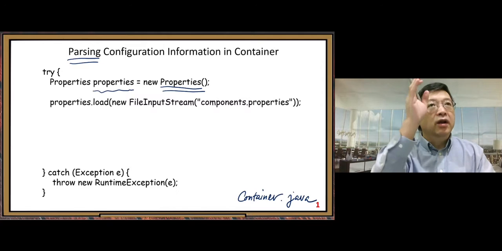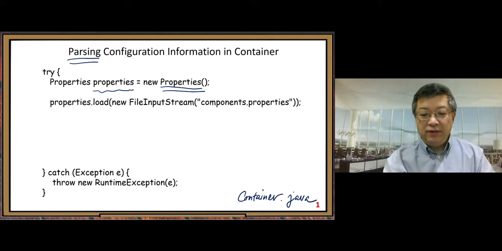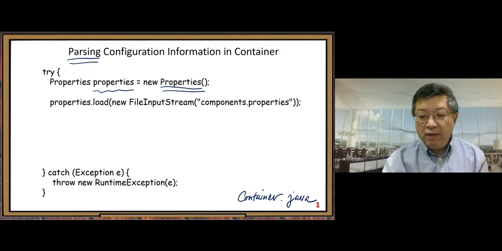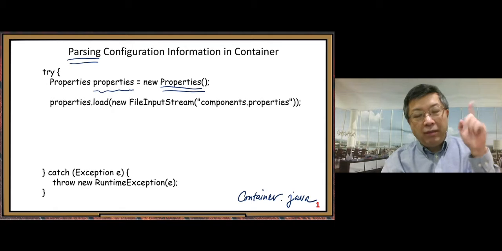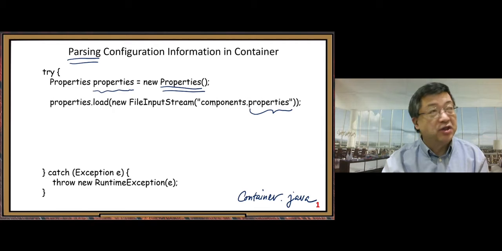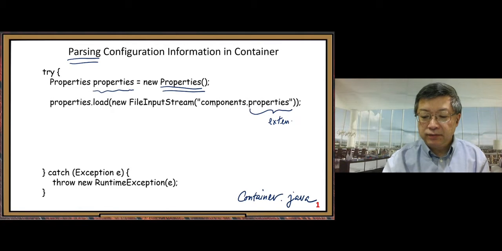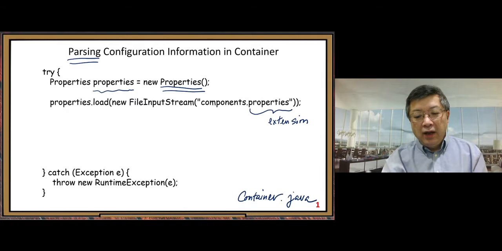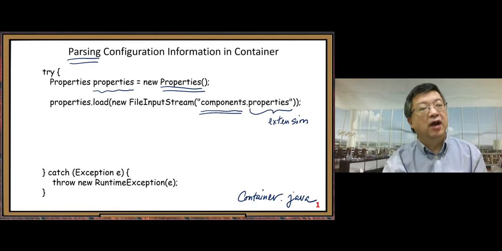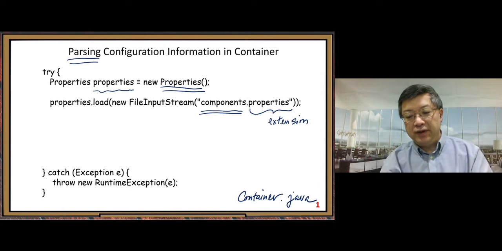Then load the configuration file. Here we call the configuration file components.properties. All Java properties files must use the .properties extension. This is a long extension, okay? And the file name is components, then the .properties extension.